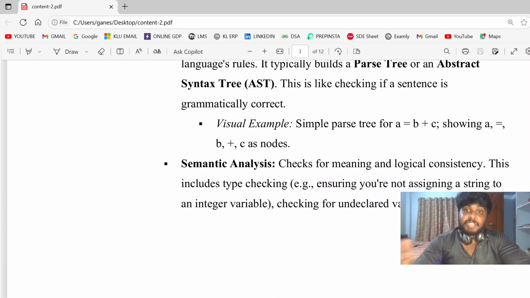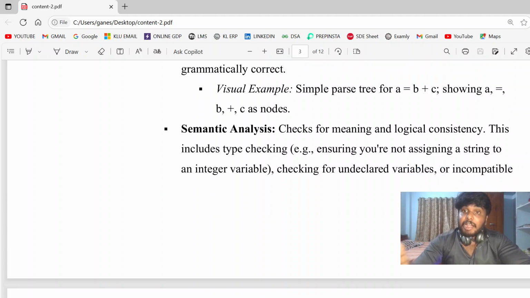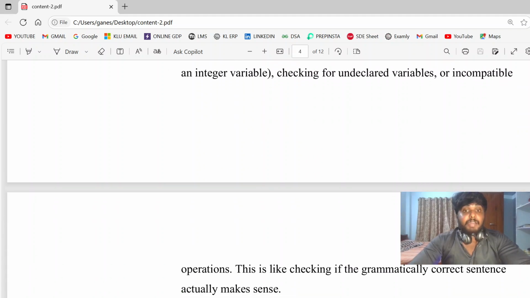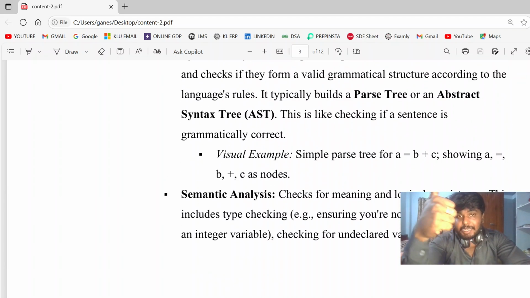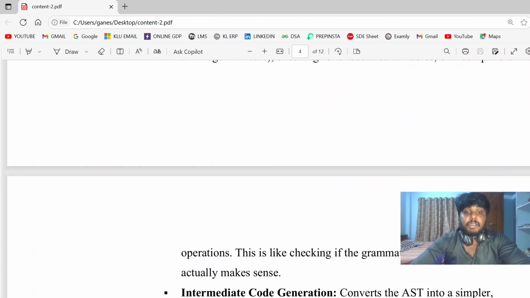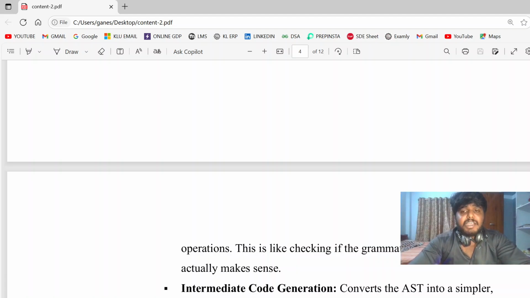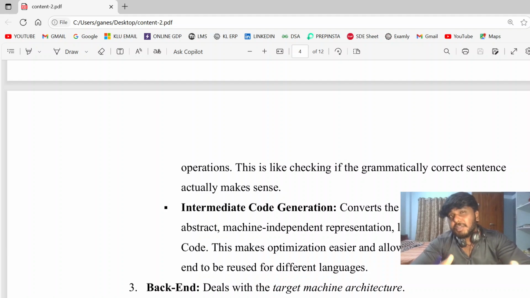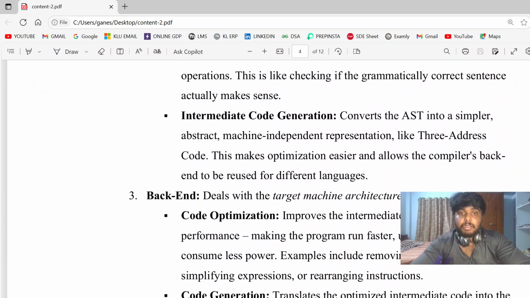This includes type checking, and checking for undeclared variables and incompatible variables. This is like checking whether a grammatically correct sentence actually makes sense or not. So: lexical analysis, syntax analysis, semantic analysis. Next, intermediate code generation converts the AST into a simpler, abstract, machine independent representation like three address code. So these are the in-between phases of the compilation. Coming to the back end, it deals with the target machine architecture.